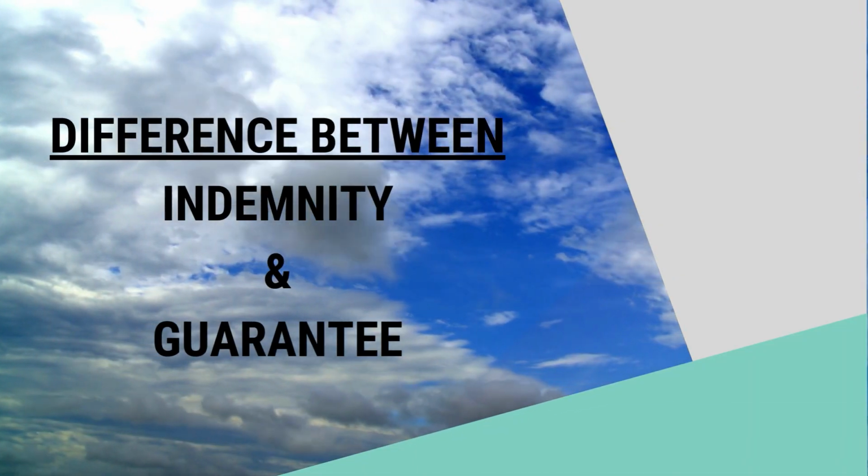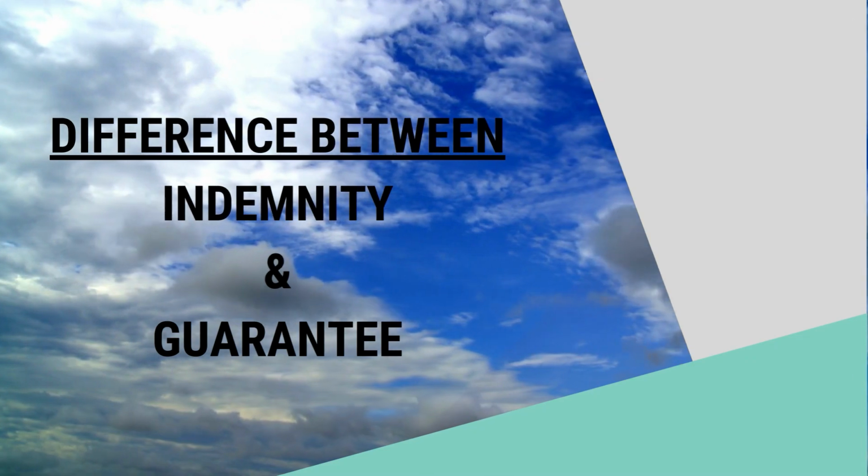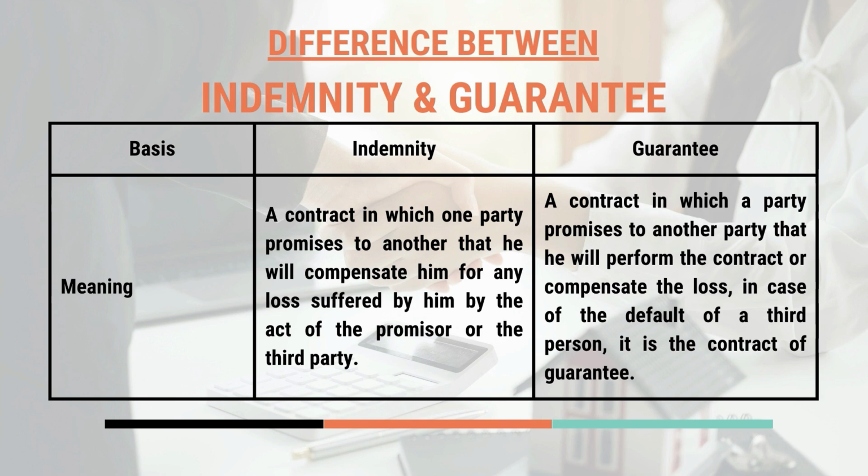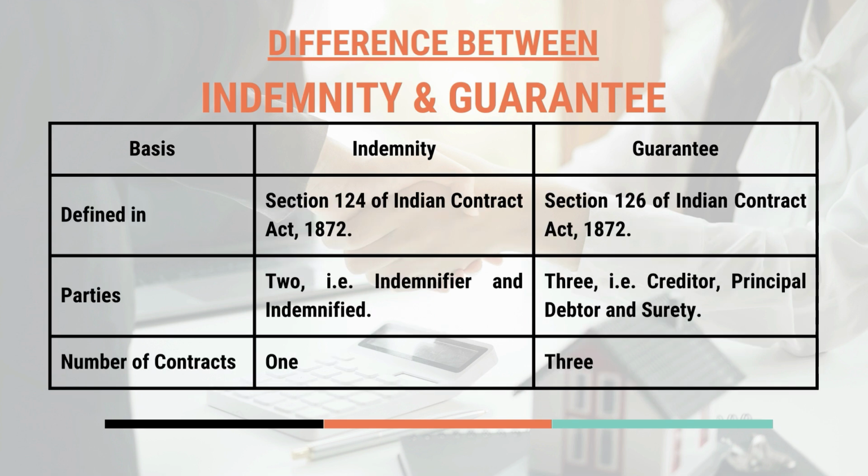Next, we are going to start difference between contract of indemnity and guarantee. This is the important topic. When I say indemnity, there are two parties whereby promisor is going to compensate the loss to promisee if that occurs. Guarantee is where three parties are involved and surety will take the responsibility of a debtor in case of his default. And indemnity is covered under section 124, guarantee is covered under section 126.